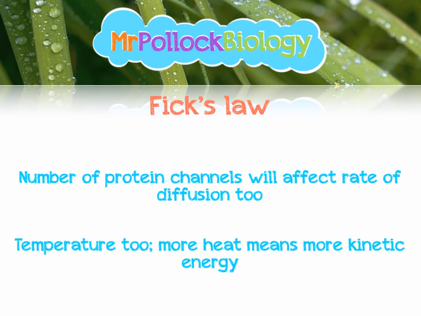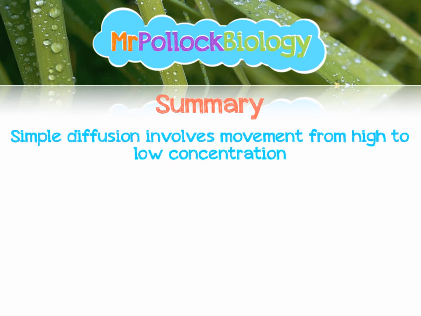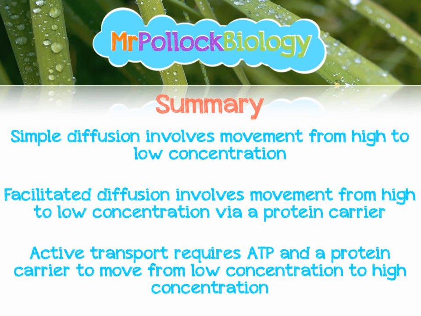The higher the temperature, the more heat means the more kinetic energy particles will have. Therefore, they'll move quicker. Let's summarise this then. So simple diffusion involves the movement of high concentration to low concentration. Facilitated diffusion involves movement from high concentration to low concentration using a protein carrier. And active transport requires ATP, that's energy, and a protein carrier to move stuff from a low concentration to a high concentration. And that's it until we look at osmosis.